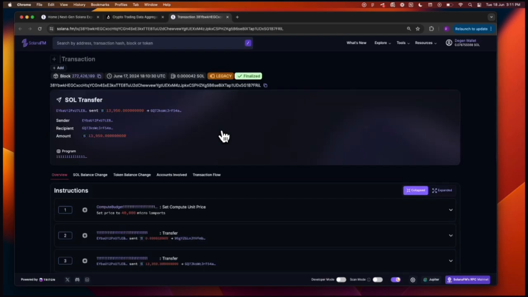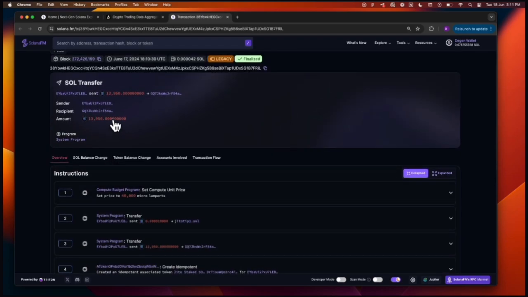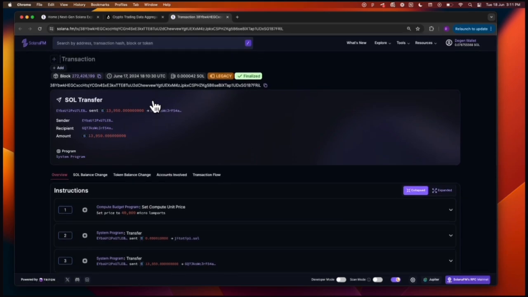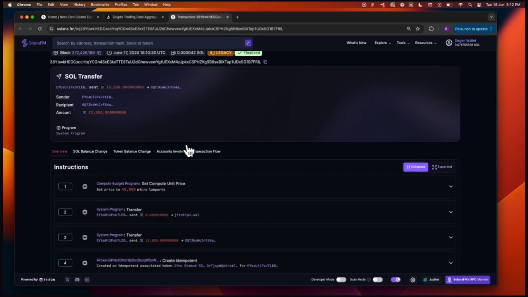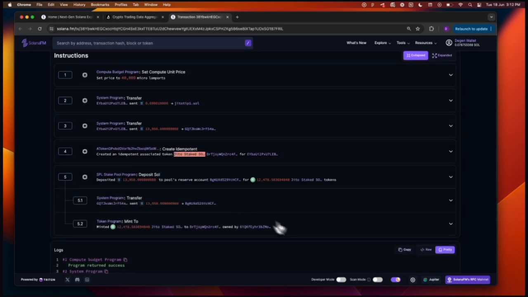And we can see this was a SOL transfer of almost 14,000 SOL. Let's dive a bit deeper by looking at the instructions and the accounts that were involved in this particular transaction. We see that there's actually Jito SOL involved. We can quickly switch to scan mode.